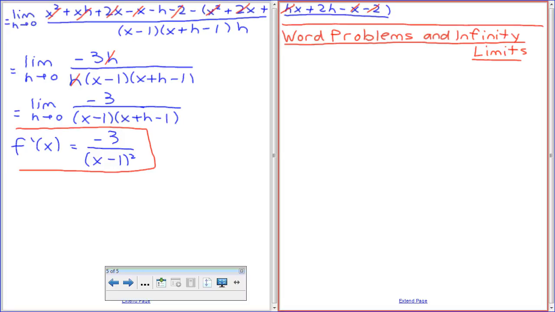Can anyone tell me, please? And when I say anyone, I mean everyone. What does that f prime of x mean in English? Slope. It's the slope of the original function, okay?